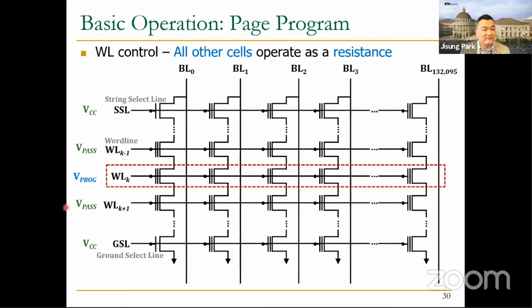And you can see VCC and VPass applied to all the other word lines, which are just enough to turn on the non-target cells, while the program voltage, VProg, is applied to the target word line K, which is much higher than the other voltage values.